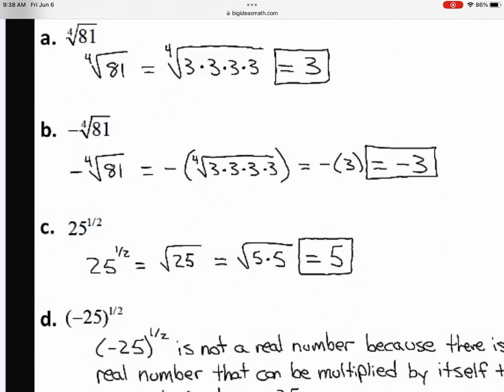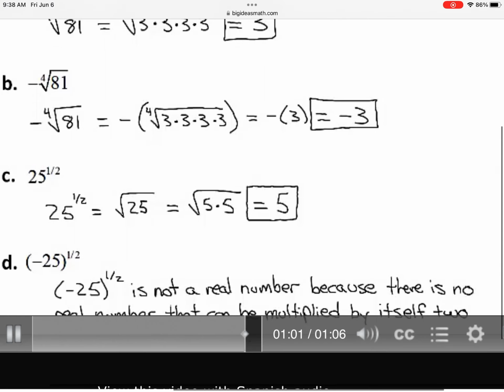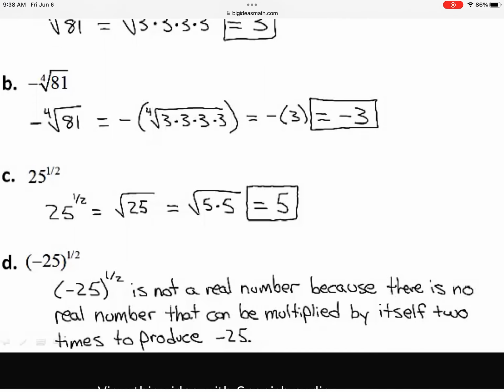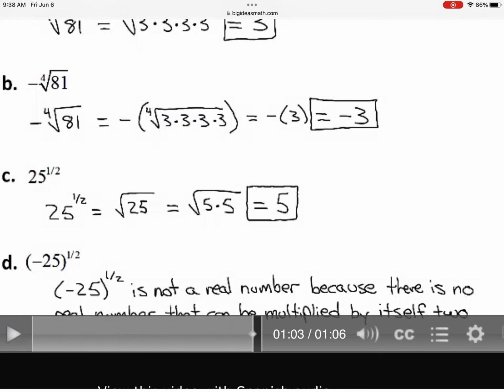The quantity negative 25 to the 1/2 power is not a real number because there is no real number that can be multiplied by itself 2 times to produce negative 25. Evaluate 2.